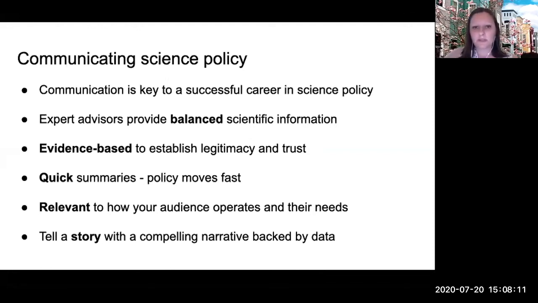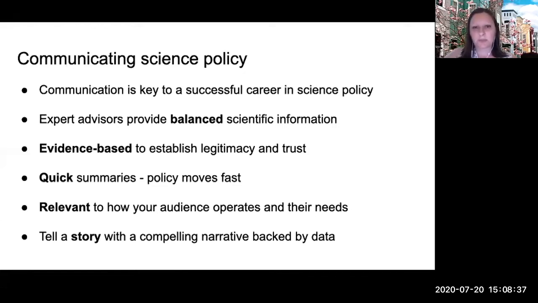So in general, in terms of communicating science policy, many elected officials don't have a scientific background, so they rely on experts to provide input. Importantly, this input needs to have a balanced view in terms of both pros and cons of a particular policy. And it should also be evidence-based to establish your legitimacy and trust as a scientist to the policymakers.